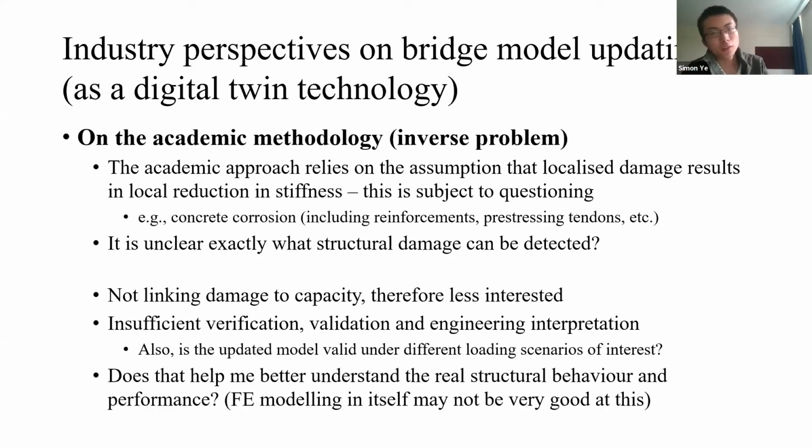On the academic methodology of inverse problem, the academic approach relies on the key assumption that localized damage results in local reduction in stiffness, which is subject to questioning for some damage scenarios. For example, for concrete corrosion, we are also looking at reinforcement corrosion, the corrosion of reinforcement and pre-stressing tendons. Experimental studies have already shown that the effect of concrete corrosion on the stiffness reduction is very small. So if you want to actually measure the reduction in stiffness from concrete corrosion, you need to have a very severe concrete corrosion to make that happen. But if you have very severe concrete corrosion, you probably already pick that up by your visual inspection. So then you don't really need to put your sensors in.